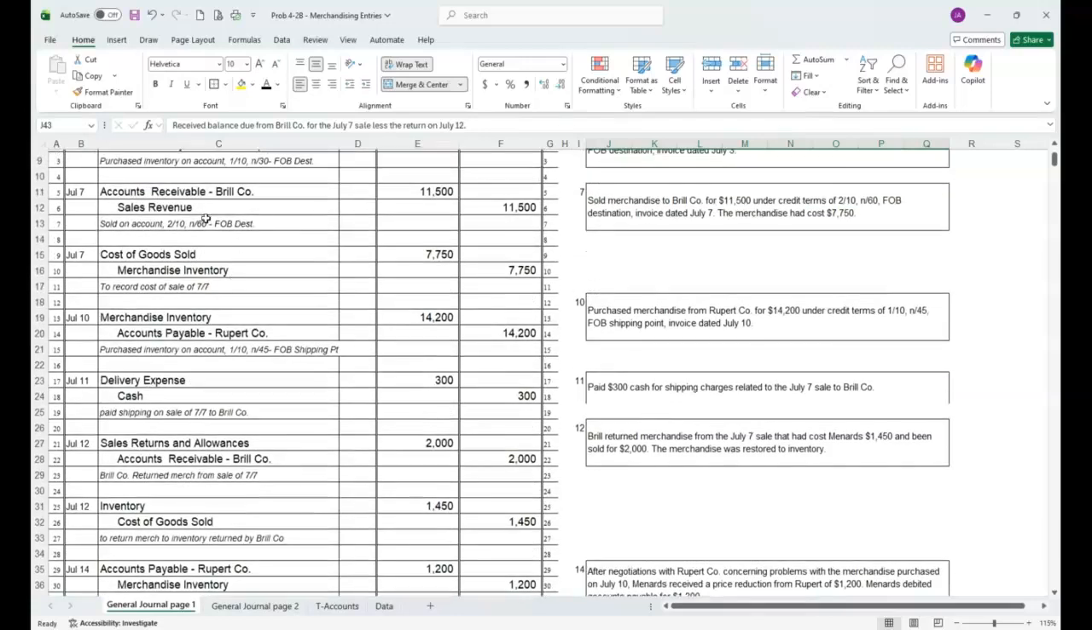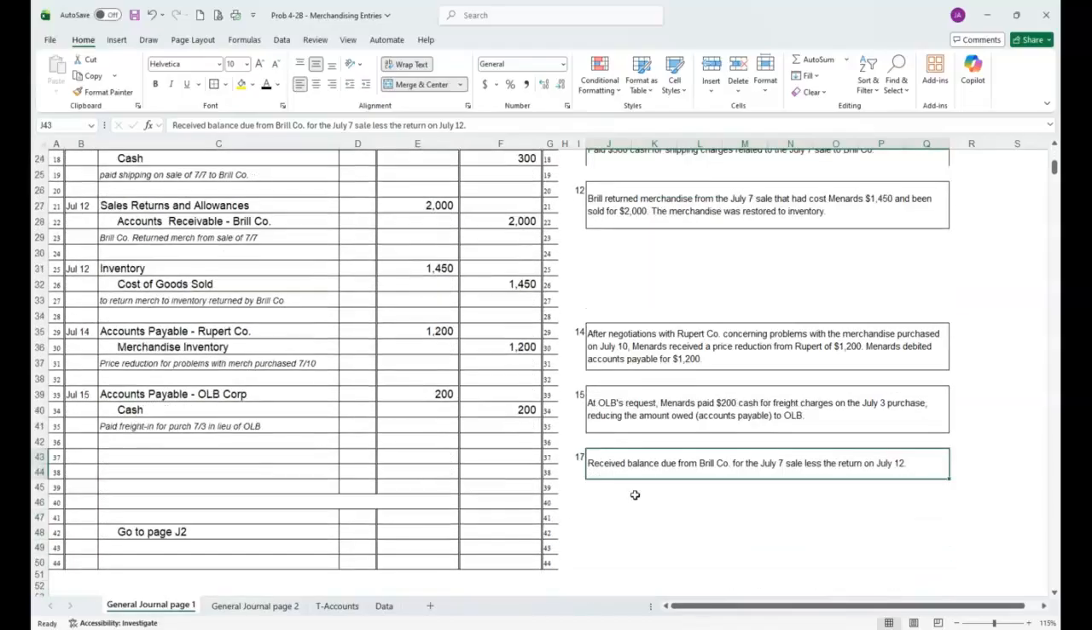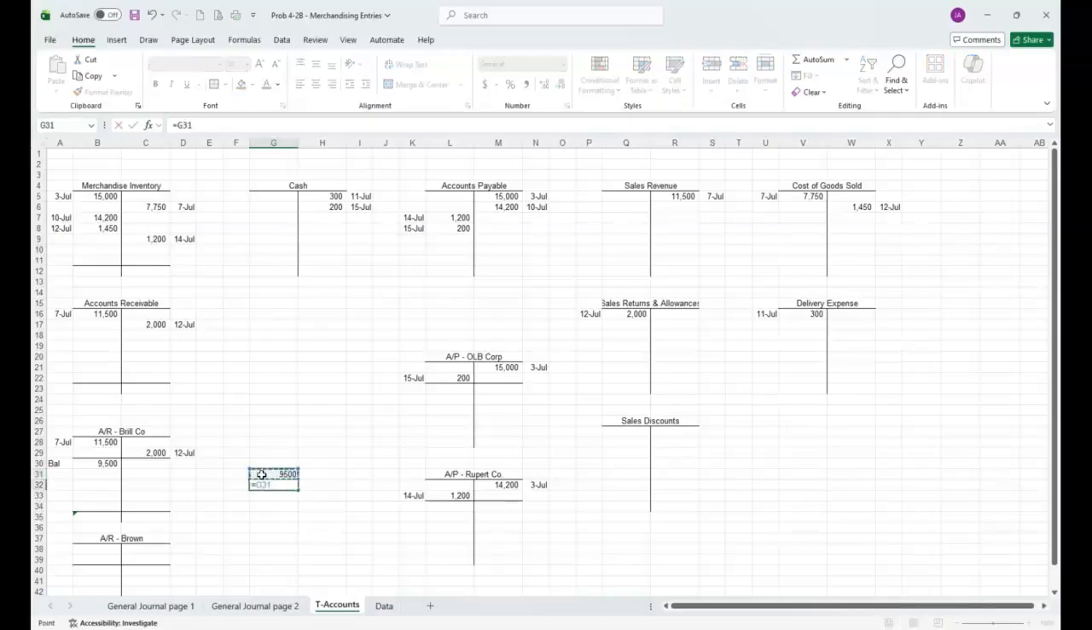It was 2/10, n/60 on the 7th, a 2% discount if paid by the 17th. So we're here on the 17th. They're going to be paying that to us, less the discount. So they owe us $9,500. That's a $190 discount.